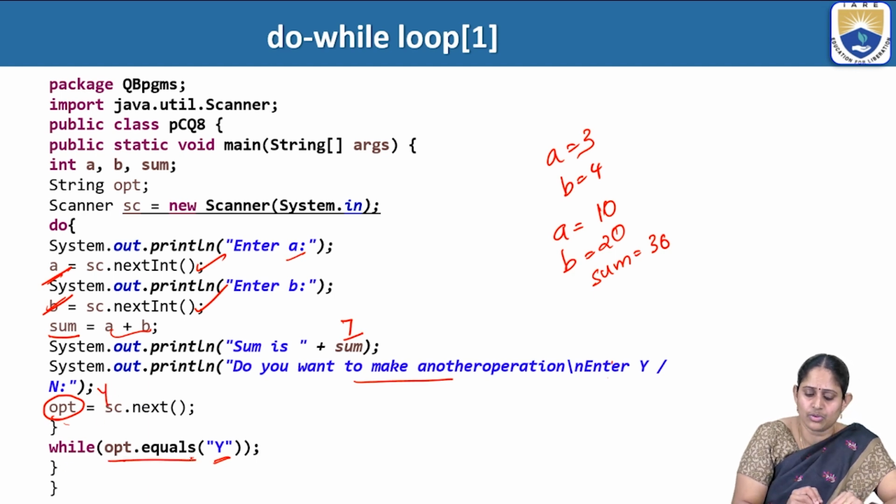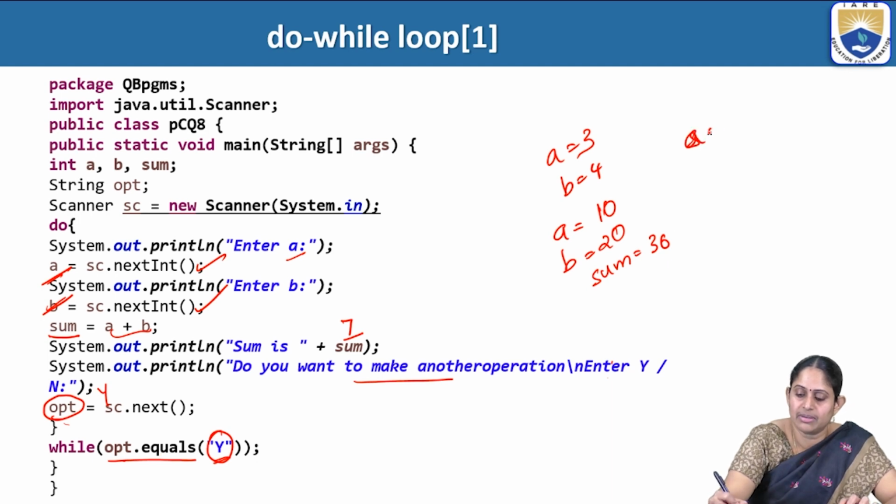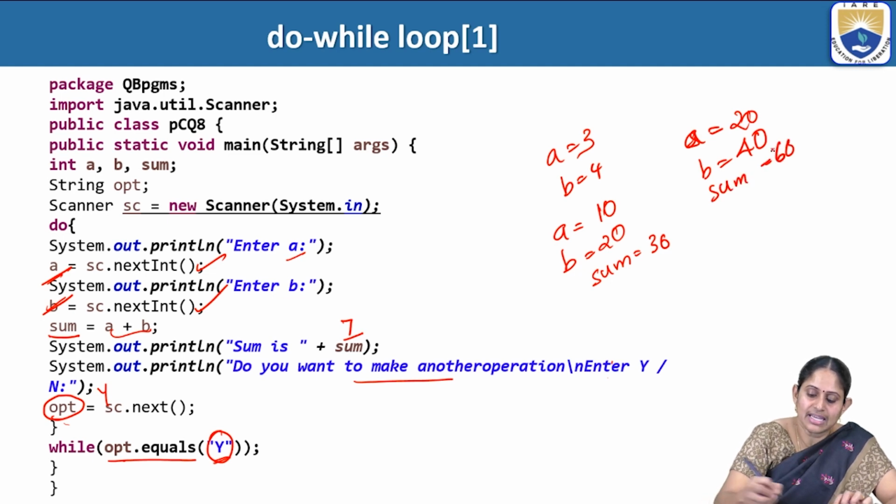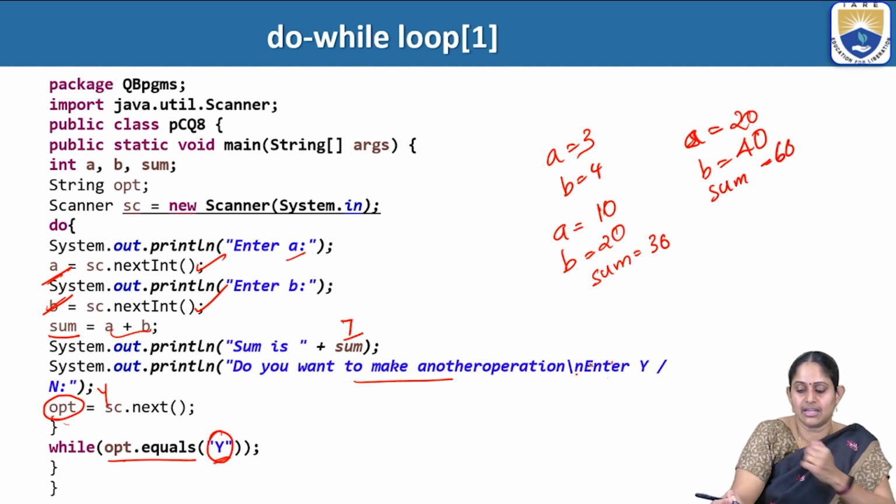The while opt equal to y means we have to give capital Y. So if it equals y, it will start again. It will repeat this loop again. So again, a value will be asked, let's say 20, and b value is 40. So the sum will be 60.